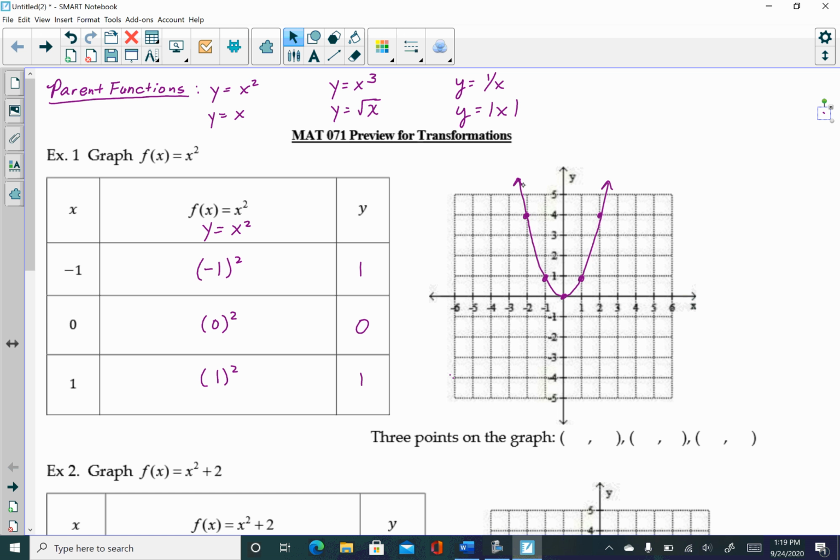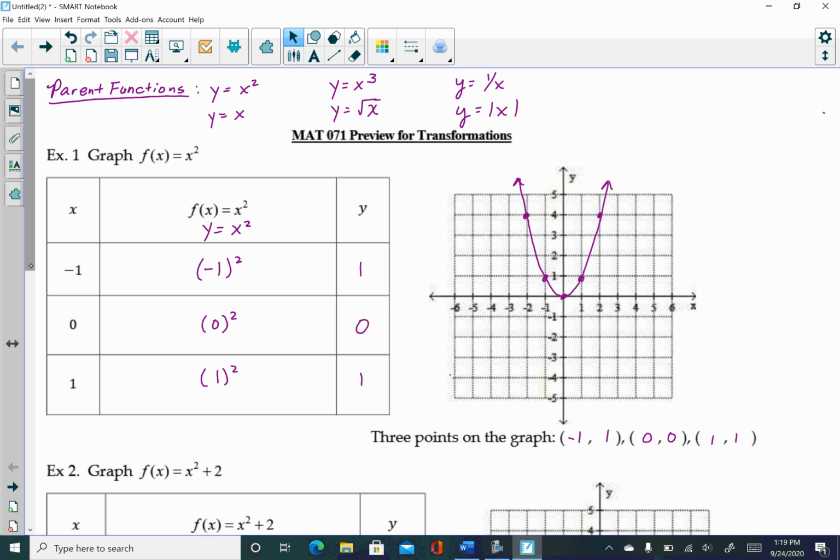And like I said, as we move through this set of notes, we're going to look to see what happens when we add or subtract in various places in relationship to the original function. How does that affect the graph, okay? The 3 points on this graph that we were interested in are the 3 points here from our table. So we had -1, 1, 0, 0, and 1, 1.